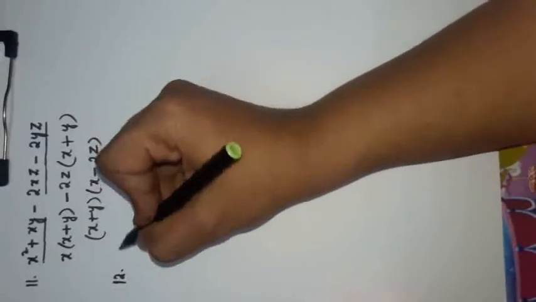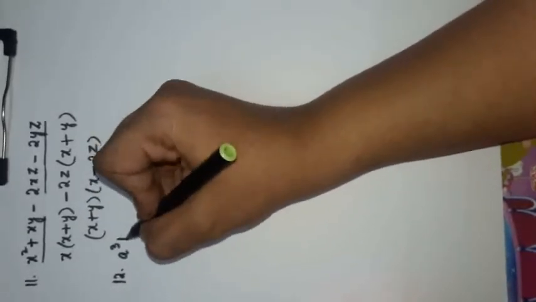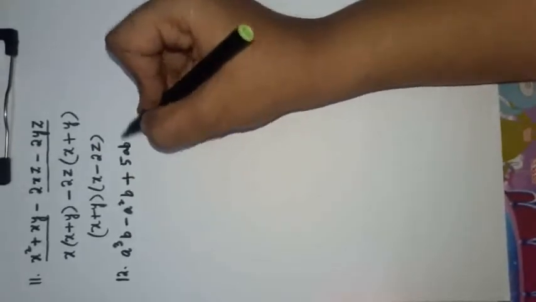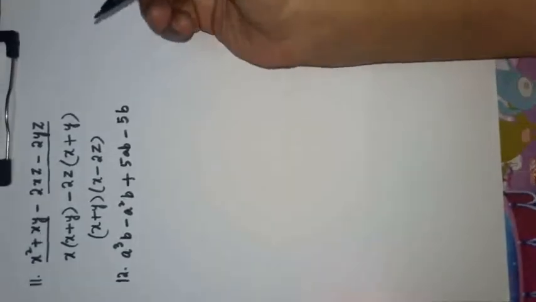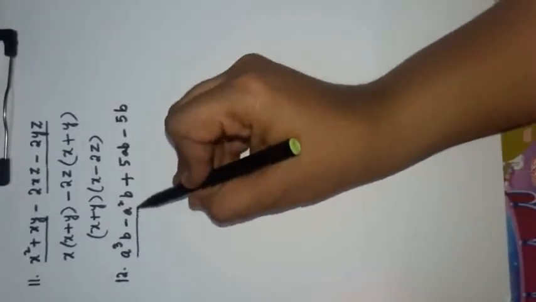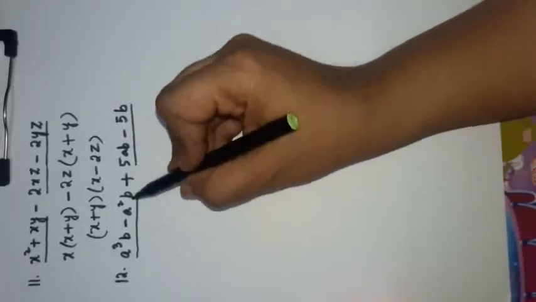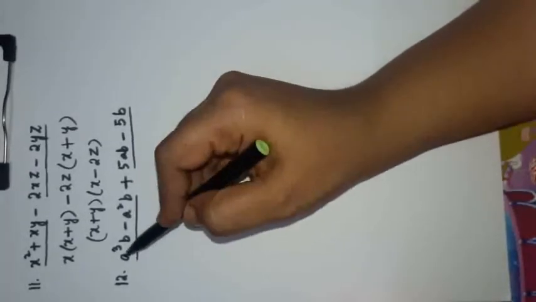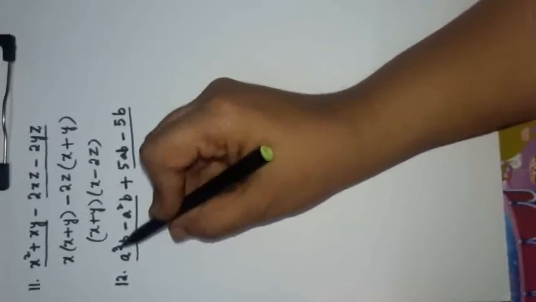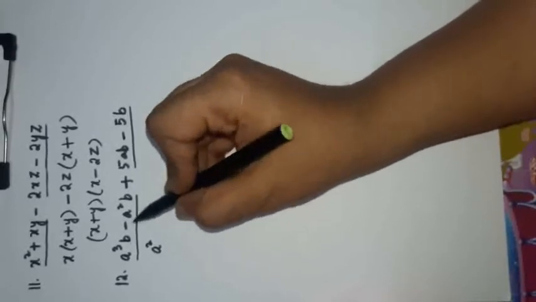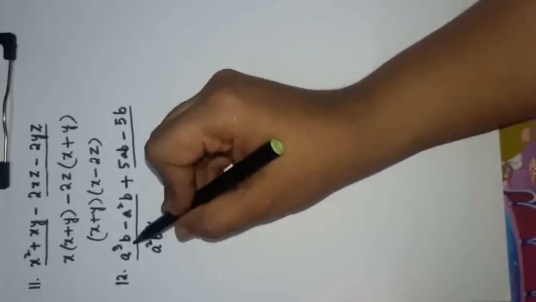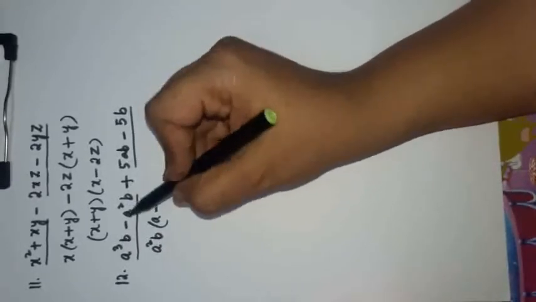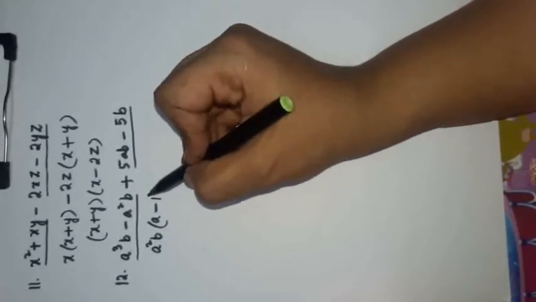Next is the 12th problem. The 12th one is a^3 b - a^2 b + 5ab - 5b. Again, in this expression you have got four terms, so you can group them: two terms over here, two terms over here. Now out of these two terms, a^3 b and a^2 b, what can you take common? a^2 and b you can take common. What is remaining after I take a^2 b? a is remaining, minus here a^2 b already taken, so nothing is remaining, that means 1.